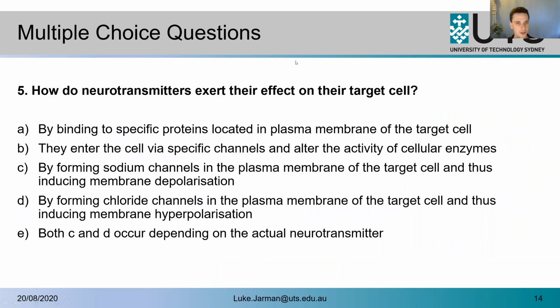Moving on, question 5, how do neurotransmitters exert their effect on the target cell? You should be reading A and thinking, seems pretty reasonable. Don't see too much wrong there. By binding to specific proteins located in the plasma membrane of the target cell. Yep, it's all about that specificity. You guys would remember the lock and key model of how receptors and proteins and that kind of thing work. It's the same thing. Specific proteins that are looking to interact with specific receptors.